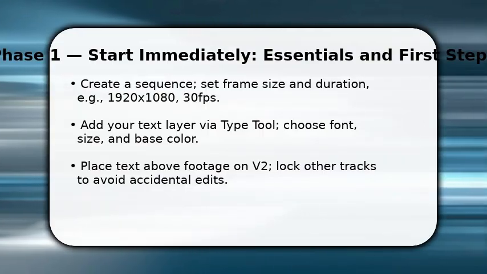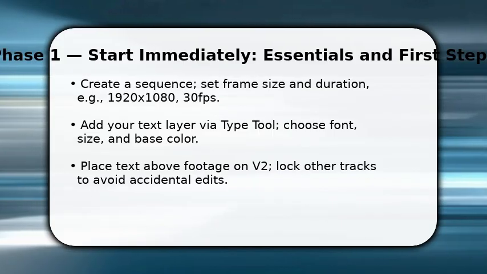You're starting inside Premiere Pro, open your sequence and add a type layer above the footage. First, choose a bold font and set the base fill color so contrast is clear. Next, move the text clip to V2 and lock other tracks to prevent accidental changes.